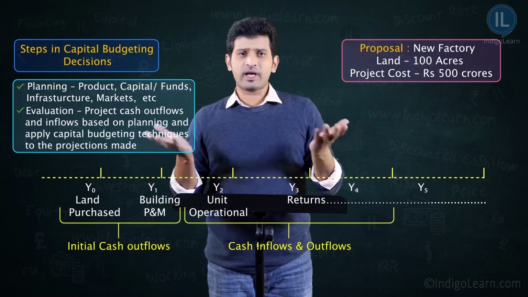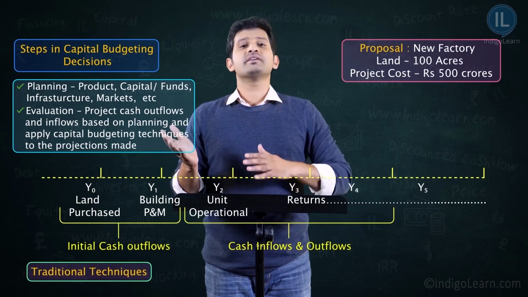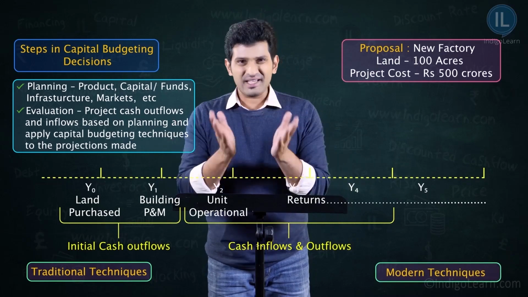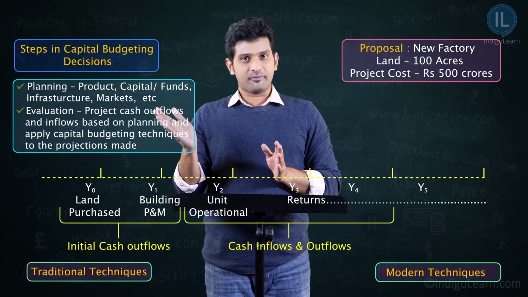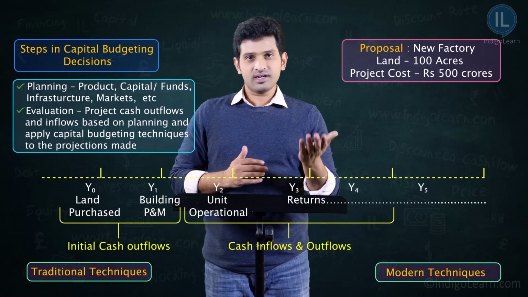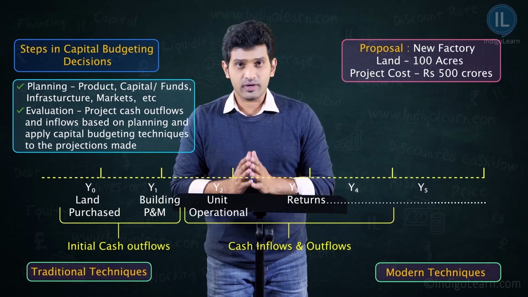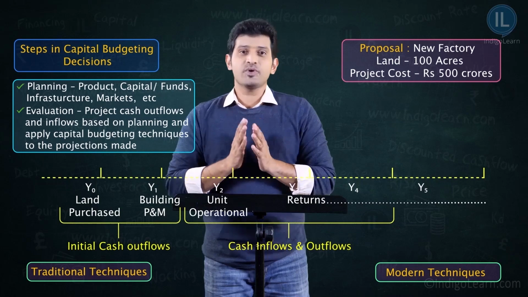There are again two types of techniques. One is called traditional techniques, the other is called modern techniques. The basic difference between these traditional and modern techniques is that the traditional techniques do not consider the time value of money, whereas the modern techniques consider the time value of money. Therefore, the second step is evaluation of a proposal.